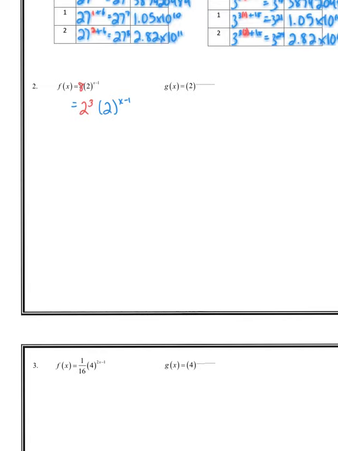When you are multiplying two of the same base, you add the exponents. So I'm going to have base 2, and the exponent is going to be 3 plus x minus 1. And then I can just simplify that. That's x plus 2, just collecting like terms: I have x, and 3 minus 1 is 2. So now I'm just going to write that for my answer. 2 to the x plus 2 is the same.